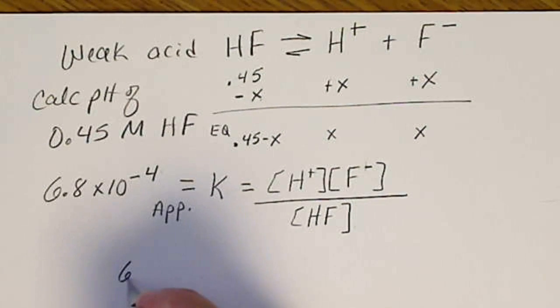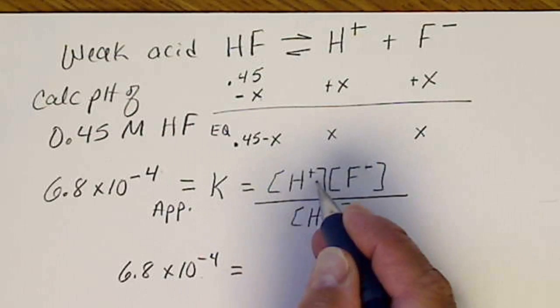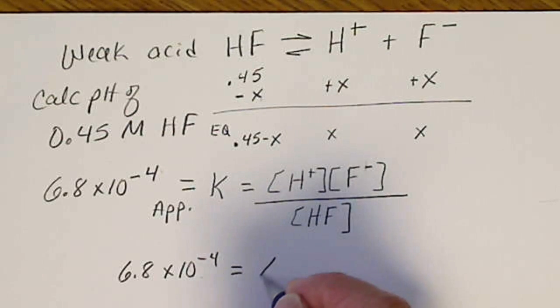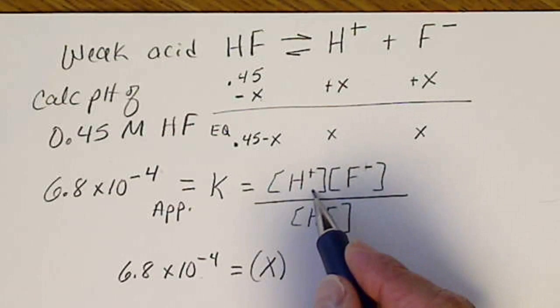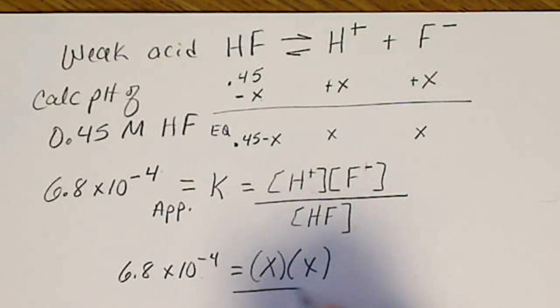Now if we substitute those values in, X is substituted for H plus and also for F minus. And then the denominator is going to be 0.45 minus X.